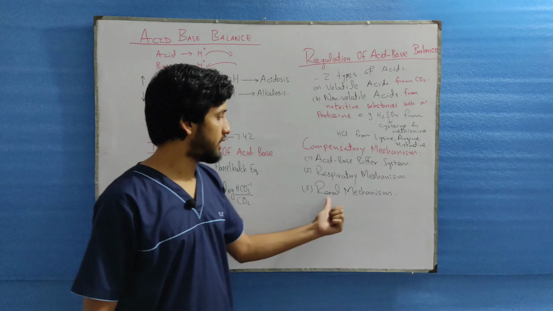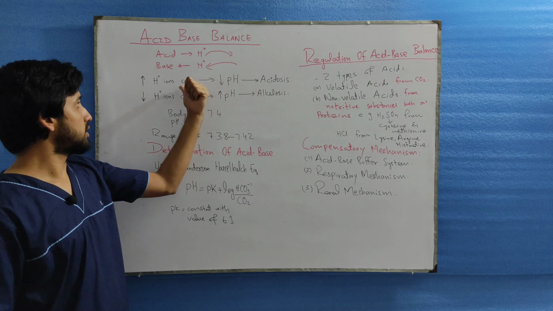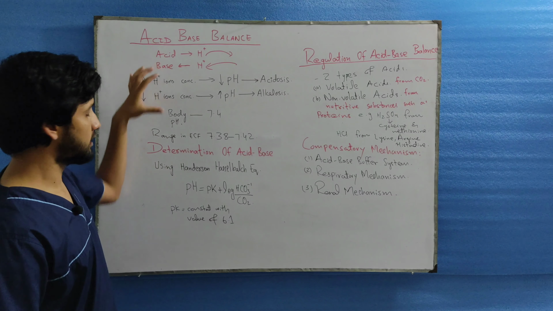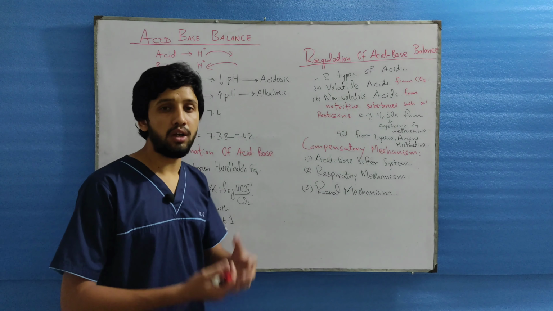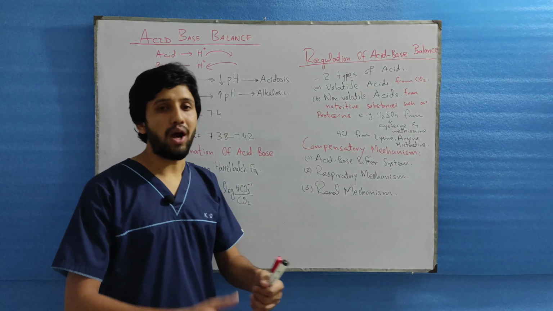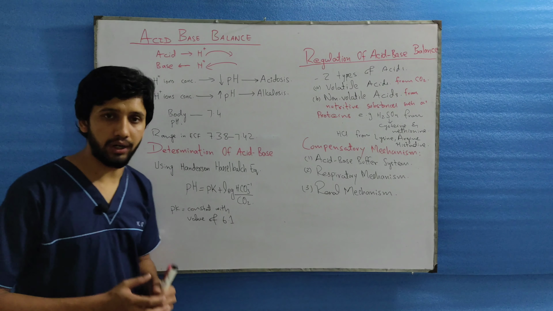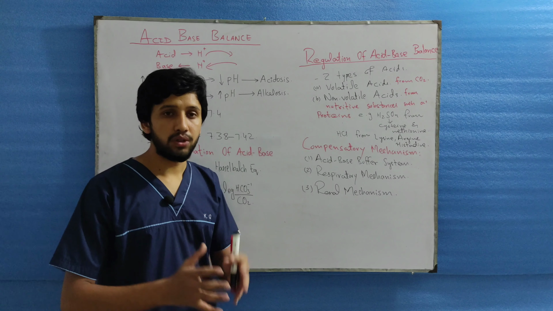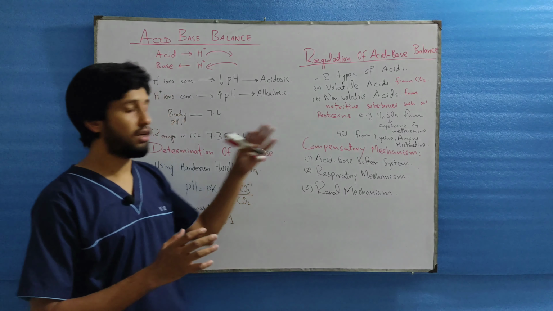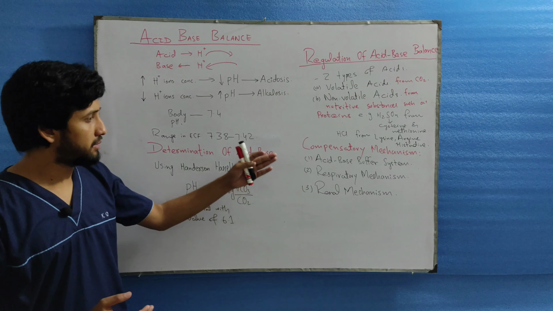The next one is the renal mechanism. In the renal mechanism, when H+ ions are in a higher amount in our body, the H+ ions are removed or excreted, while the bicarbonate ions are preserved in our body. So this is how the homeostasis of acid-base balance occurs. Next, we will discuss the acid-base buffer system.